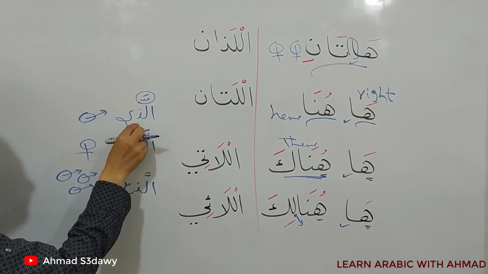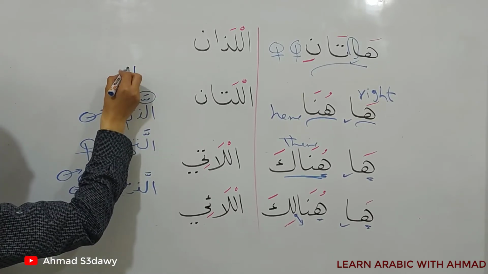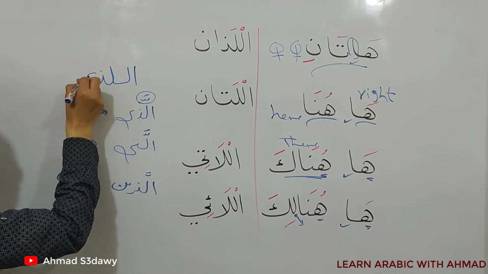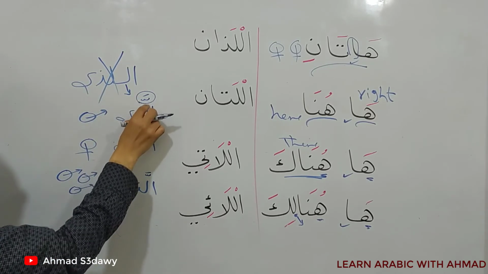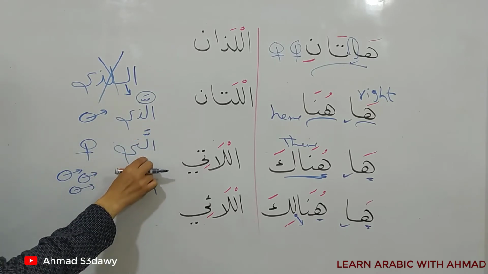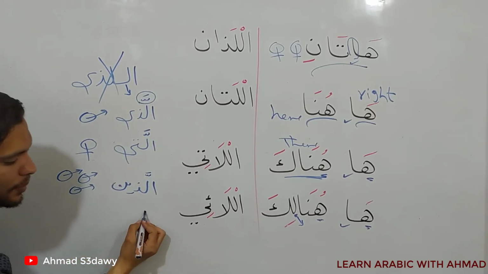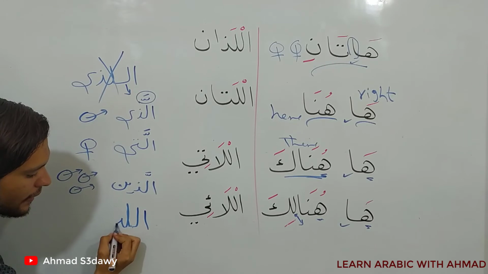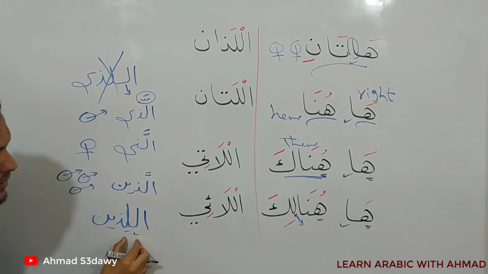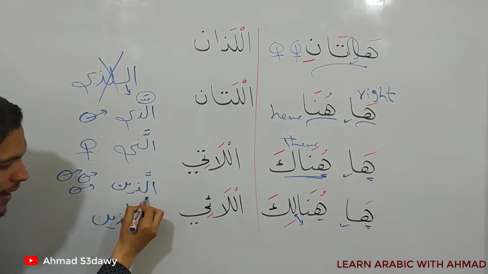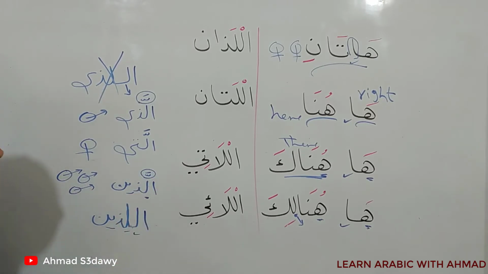That's why if you write the word الذي like this, this is very wrong, okay? Because you just put shadda on the lam. And same goes with التي and with الذين. Some people say الذين like this, like lam and lam twice. Say no, you just have one lam and put shadda above it. So this is wrong and this is right.